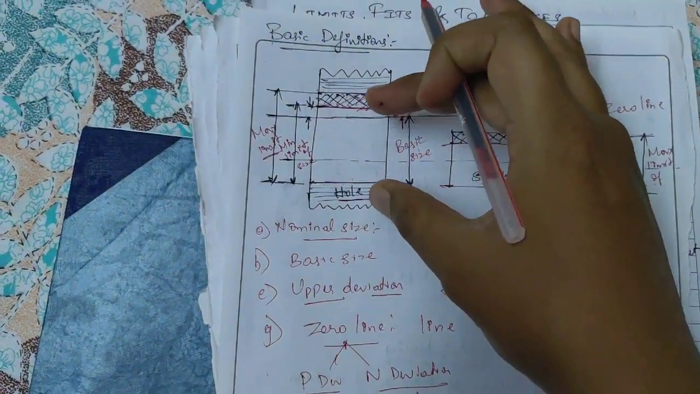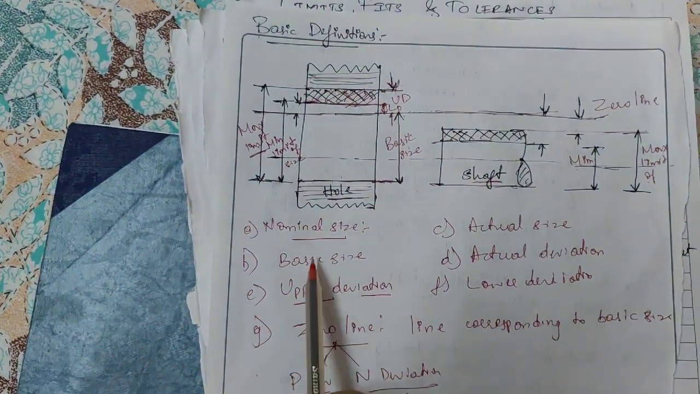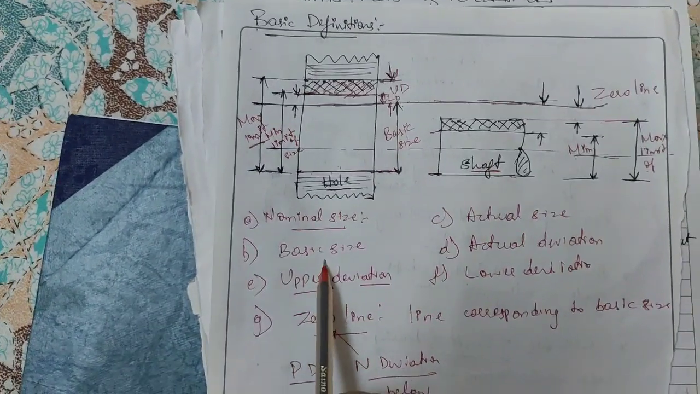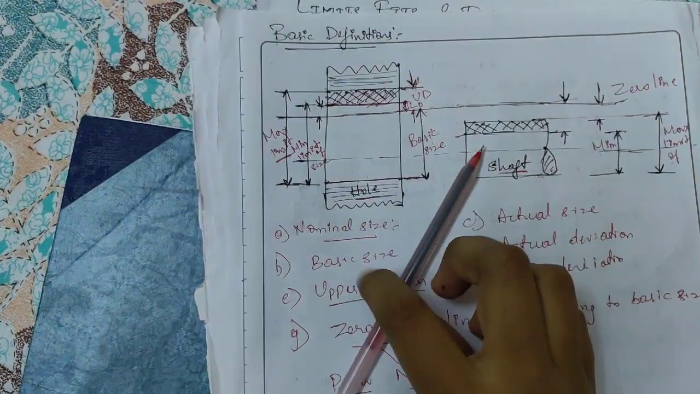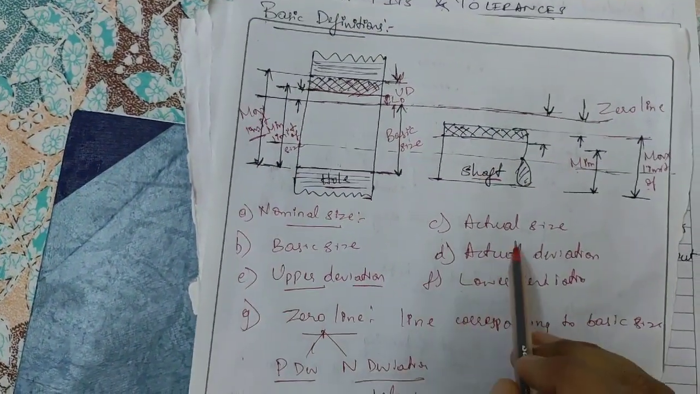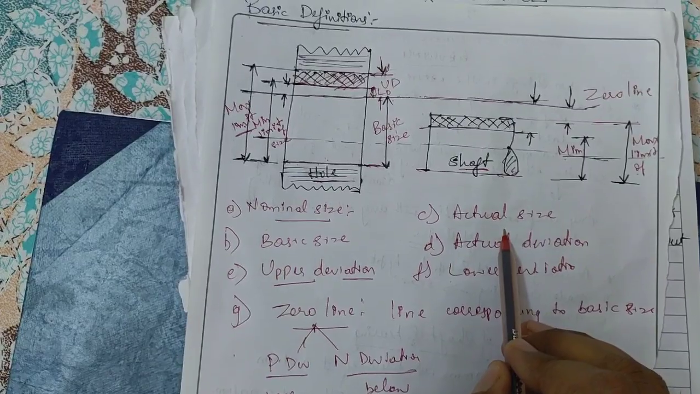Whatever dimension is specified in the drawing, that size we can call as what? Nominal size. And the second one we have is the basic size. It is a standard size of the component, from here to here, basic size. And the third one is the actual size. It is the measured size of the component.